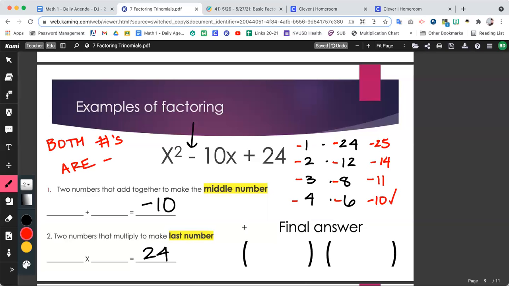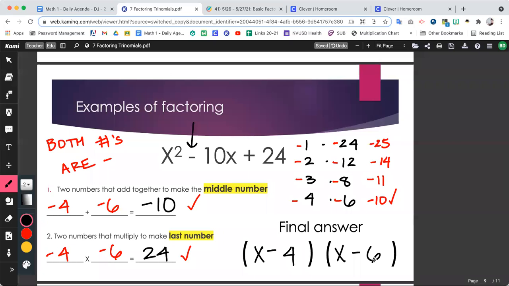Okay. So let's put them in the blanks. -4, -6, -4, -6. Okay. When I add them together, they make -10. When I multiply them, they make +24 because a negative times a negative makes positive. And so my final answer, x minus 4, x minus 6.